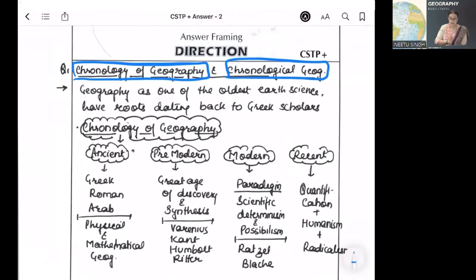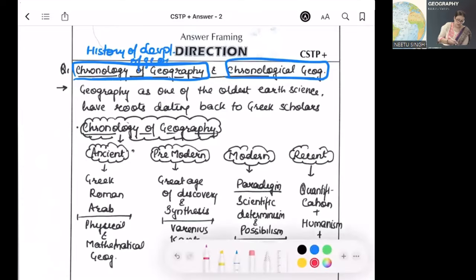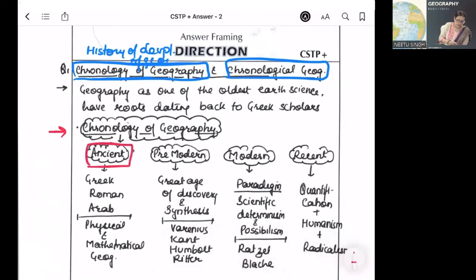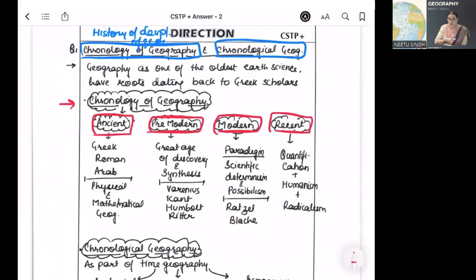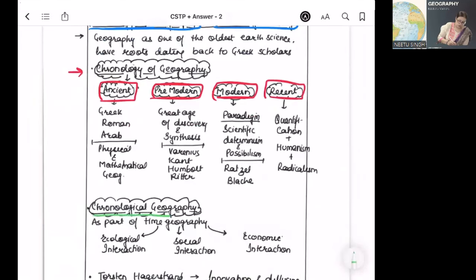And this question is basically asking us to take the understanding of chronological geography, that is the history of development of geography. So you can see that in my answer frame, we are talking about ancient contributors, pre-modern contributors, modern contributors, and recent contributions. Is there any point that you are not aware of? You are aware of it. But then putting it into this frame, of course, is the challenging thing. If you have encountered the question in the examination hall and you are not swiftly making sense of it, the question goes out of your hand. And then comes the second part, which talks about chronological geography.